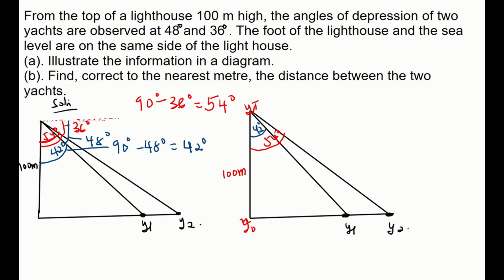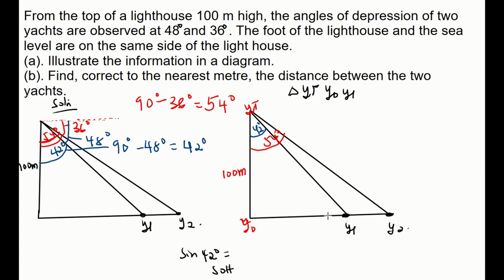So we are looking at triangle yt, y naught, and y1. This is the triangle we are looking at. Now, with this we know that this angle is 42 degrees. If this is 42 degrees, then we can take the sine of this angle. Sine 42 degrees is what? Sine is opposite over hypotenuse.